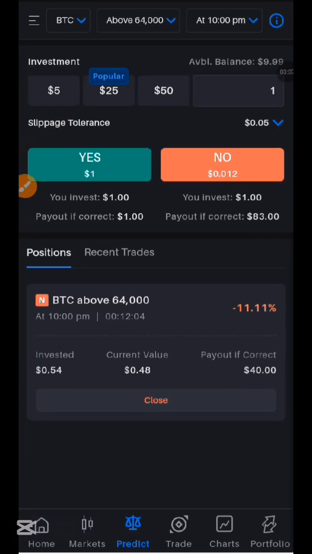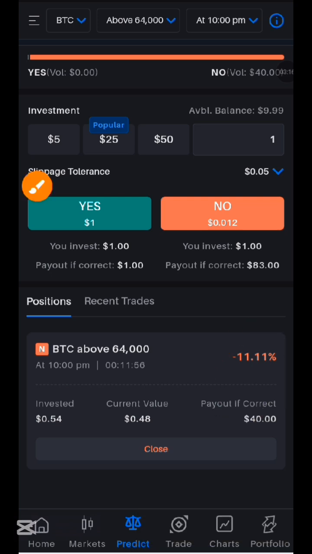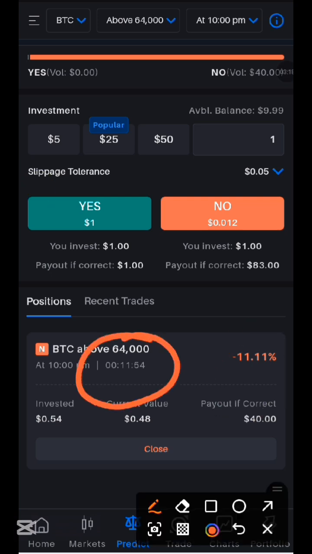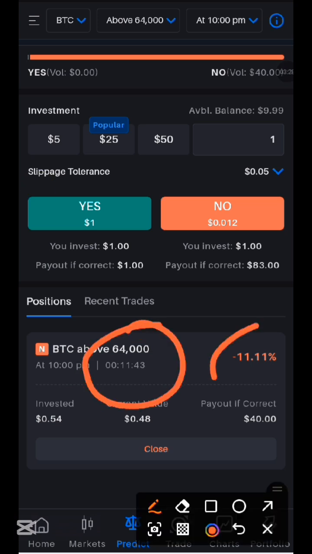Right now, if this trade goes in my direction, I'll be making money, and I can decide to close. You can see the timer right here. The timer is counting. This trade is about 11 minutes 58 seconds. Once that timer elapses, if it closes above my prediction, I'm going to make money, and if it closes below my prediction, I'm going to lose money.